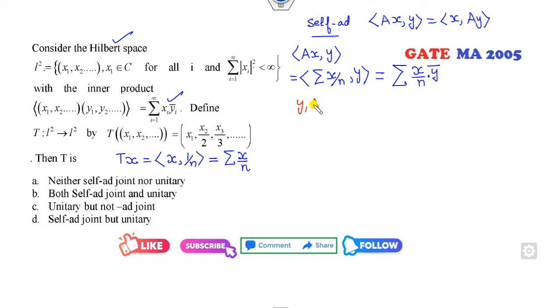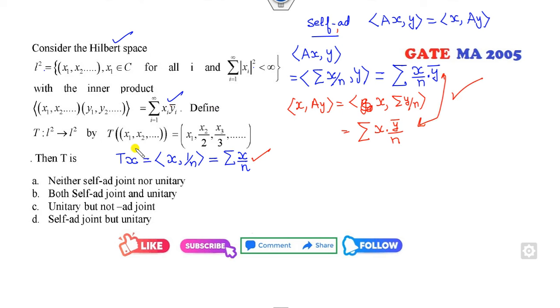If I look at the right hand side, it will be x comma Ay. So it is x with the summation of y over n, and by using this it will be x into y over n bar. What is the complex conjugate of n? It is the same. So you can see from here both are the same. So it means yes, this is self-adjoint. So neither self-adjoint nor both but not self-adjoint, those options are cancelled.